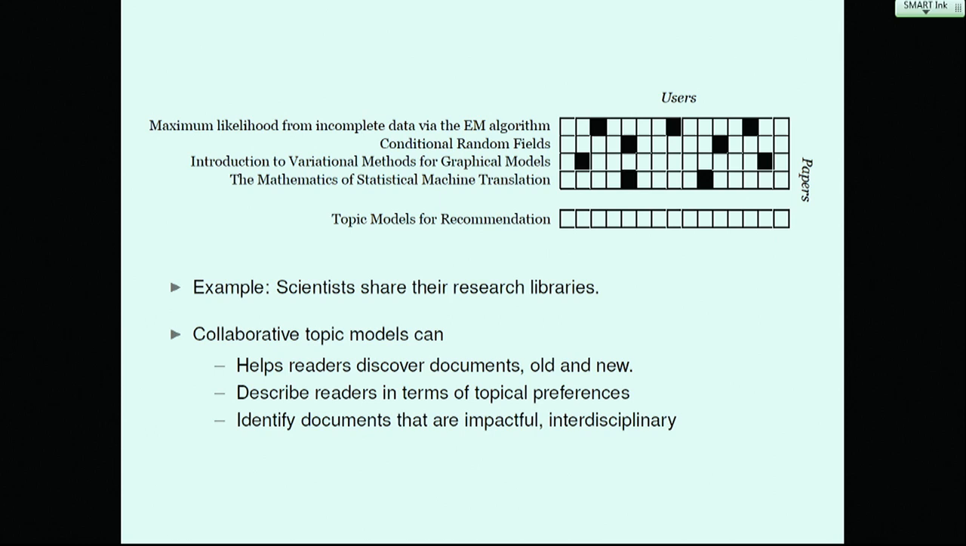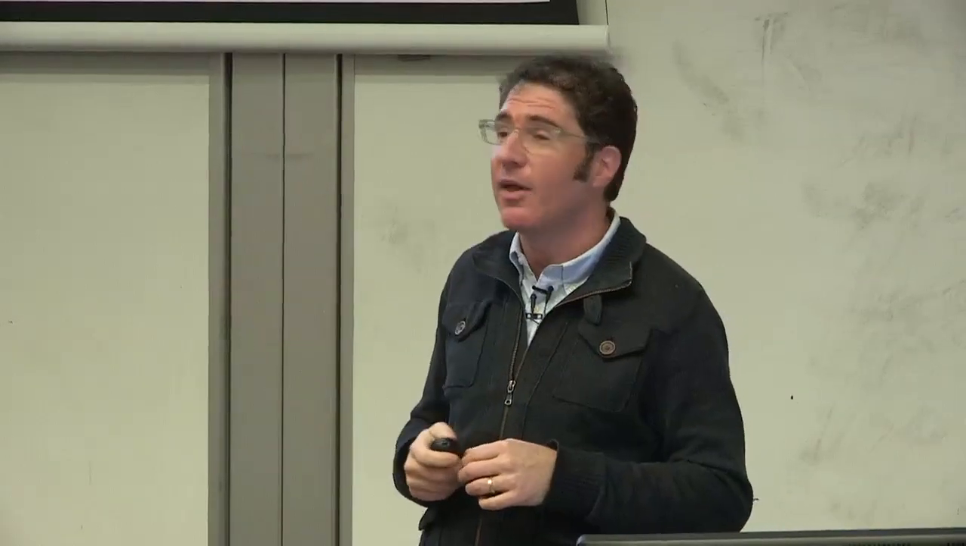The running example is going to be scientists sharing their research libraries. I'm sure many of you have a research library on your hard drive, maybe even a BibTeX file that has like 1,000 papers in it. We can represent that in a matrix like this. Here users are columns and papers are rows, and it's a binary matrix. Here's Charles, and Charles only has one paper in his BibTeX. It's the EM paper. So we have this big binary matrix of people and what papers they have in their library.